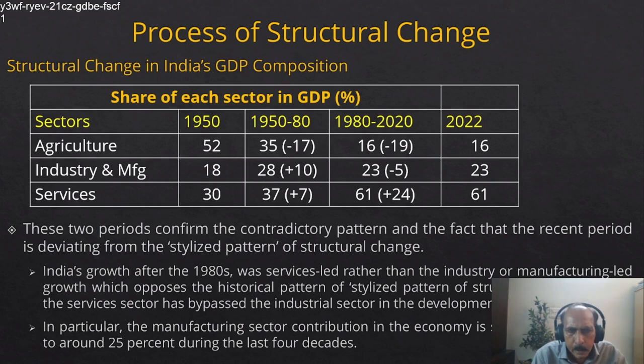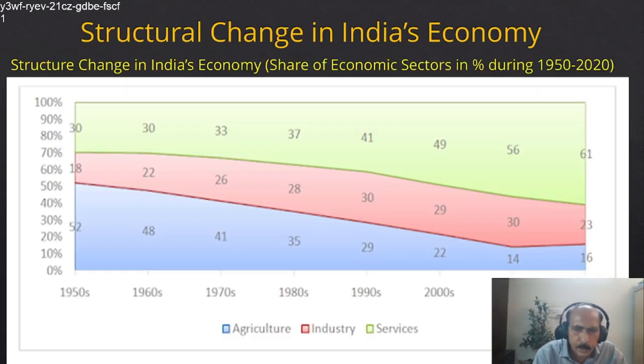But when we look at India's economy, we find a different kind of structural change which has taken place over a period of time. If you first look at the graph, this graph indicates that over a period of time, the share of agriculture, which is shown by blue, is declining in GDP, while the share of services has increased. But the share of industry and manufacturing, which is shown by pink color in between, has almost remained unchanged. Not much change has occurred in this sector.